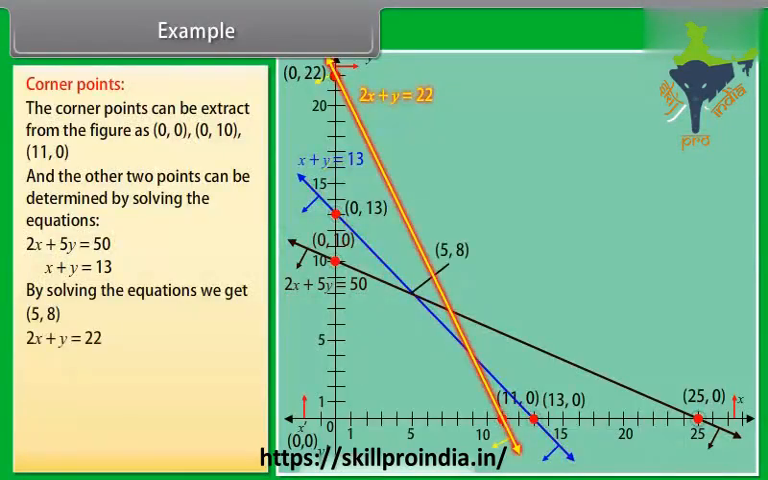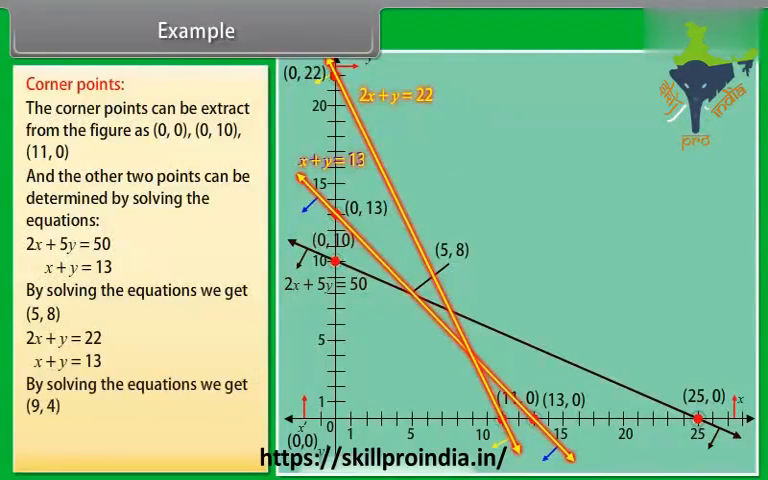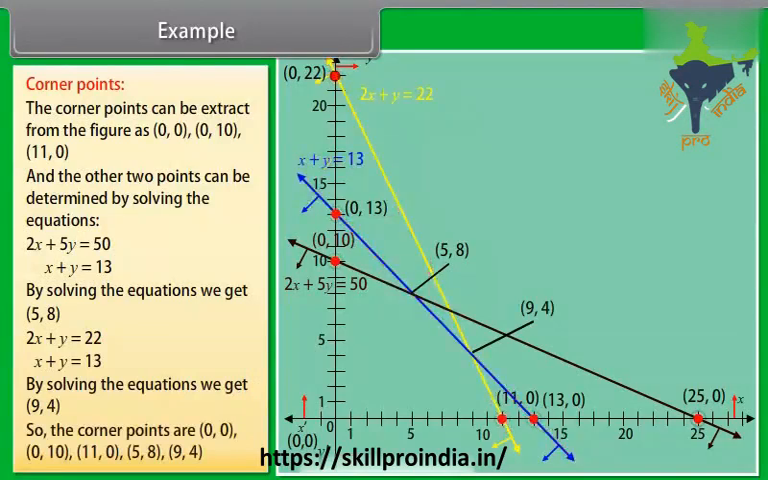Solving 2x plus y is equal to 22 and x plus y is equal to 13, we get 9, 4. So, the corner points are 0, 0, 0, 10, 11, 0, 5, 8, and 9, 4.